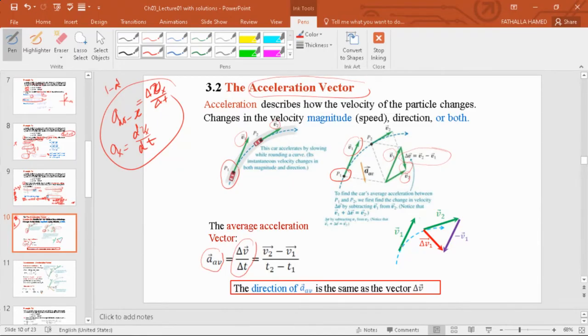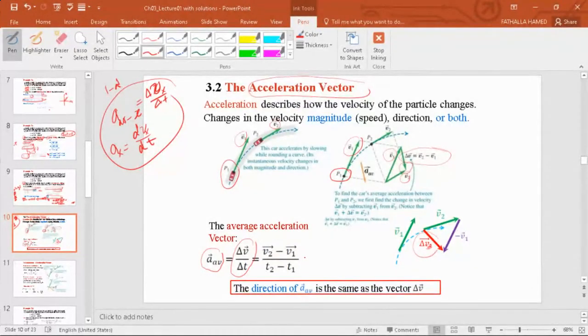You can add the two vectors together, so you can take this vector, multiply it by -1, invert it, and then bring the tail to the head, like what we did in chapter number 1 when we talked about vectors, and that's basically your delta v. Okay, so it's in the same way.